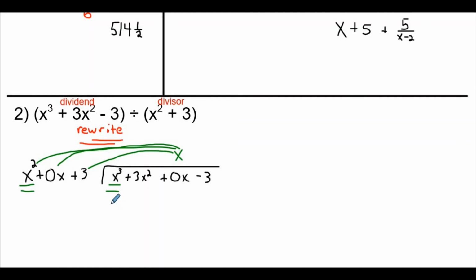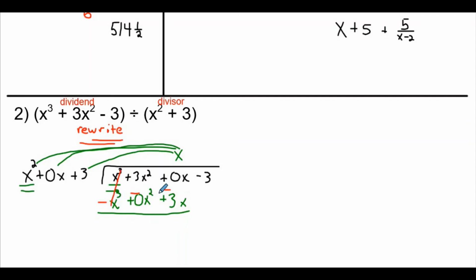X times x squared is x cubed, right? And then x times 0x is 0x squared. X times 3 is 3x. Okay, and then I will subtract each of these terms. Instead of subtracting 1, I'm going to subtract 3 different things, giving me my first remainder.